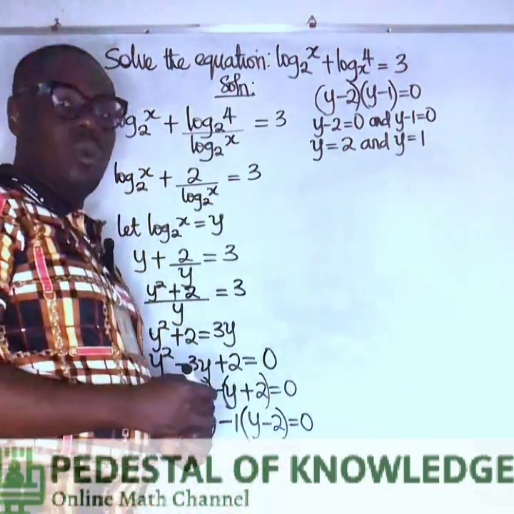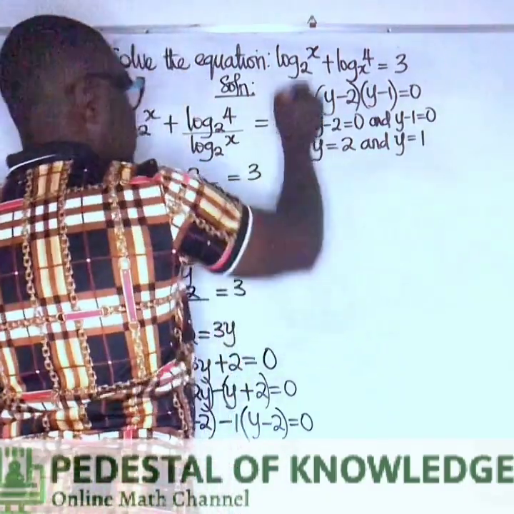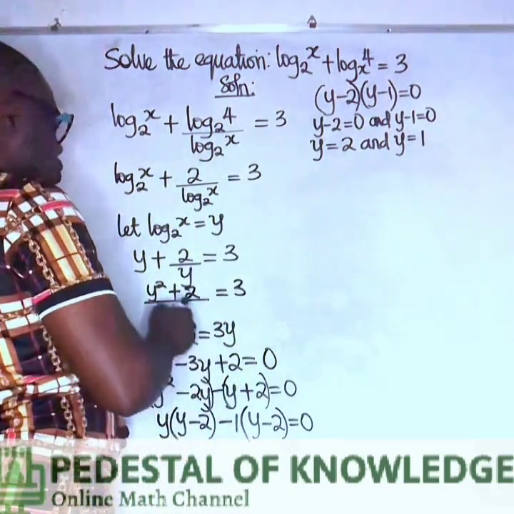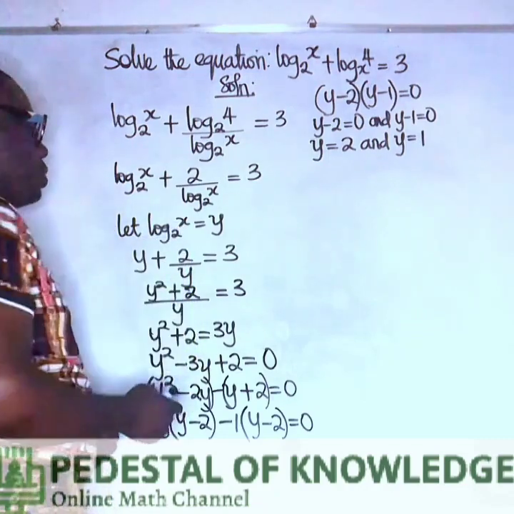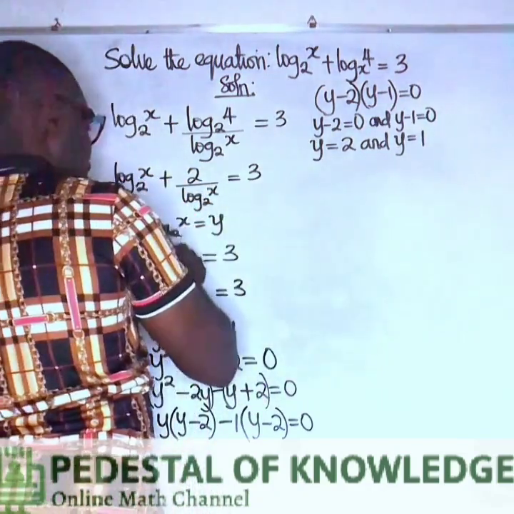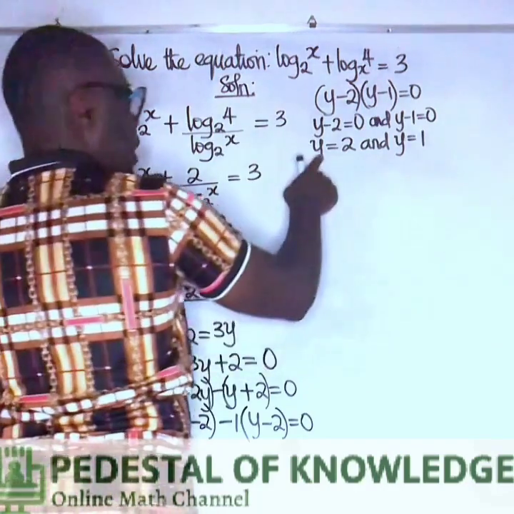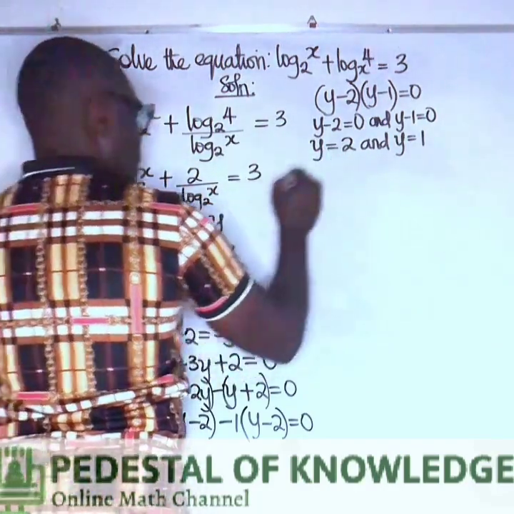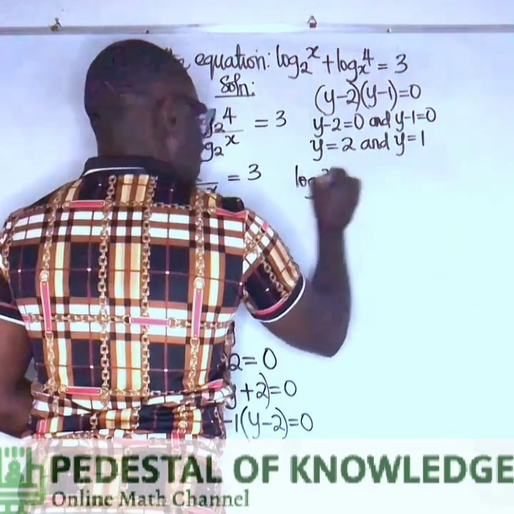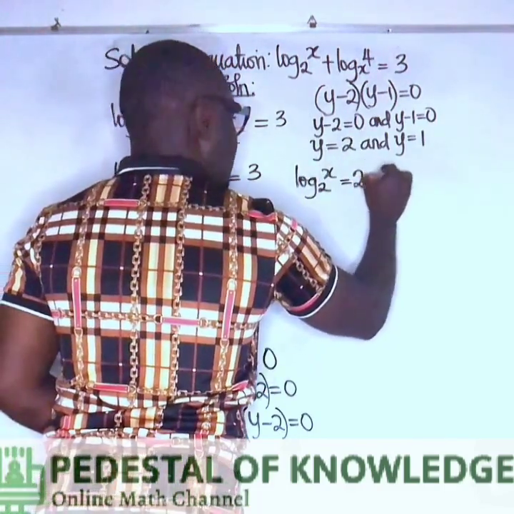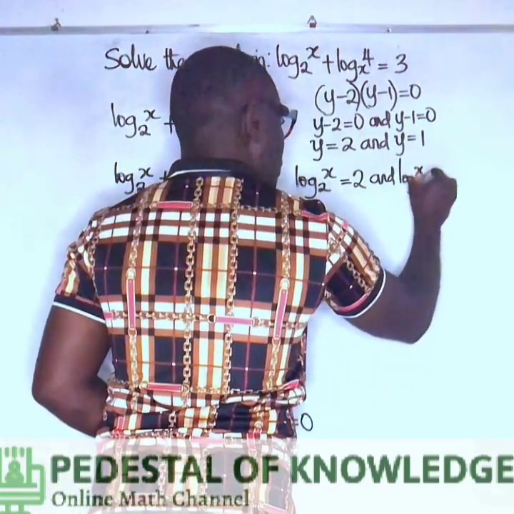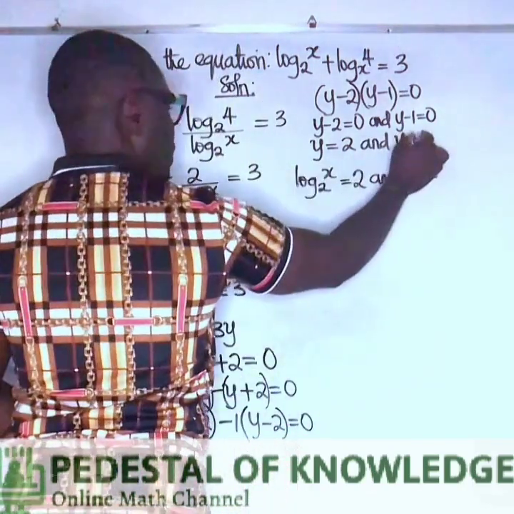Alright. Now remember that we are not asked to find the value of y, rather we are asked to find the value of x that satisfies that equation. So we're going to go back to that equation we established and substitute the values of y into this equation. Remember that the equation says log x base 2 is equal to y. Now when y is equal to 2, we put the value of y here, and it becomes log x base 2 is equal to 2, and we have log x base 2 is equal to 1, so we put 1.